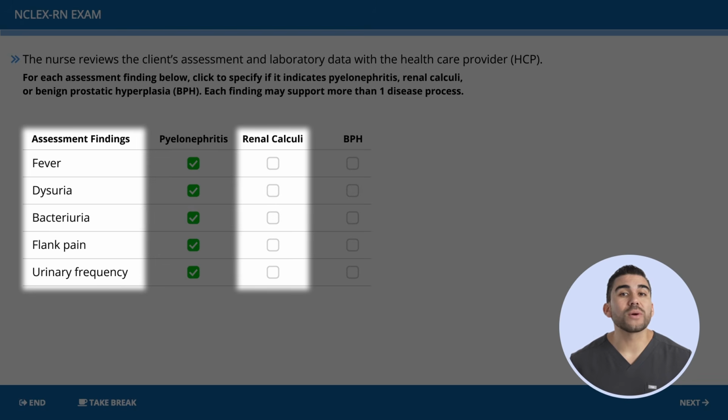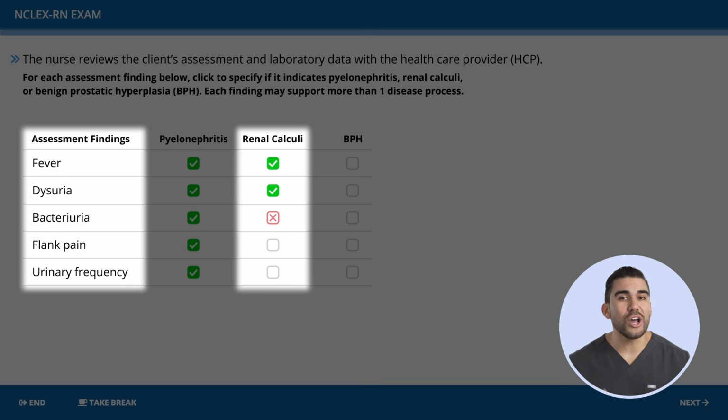Now moving on to renal calculi. Fancy words for a kidney stone. Are we going to see a fever here? Well, actually, yes, because those blockages from the stones can lead to a build of bacteria, causing an infection. What about dysuria, that difficulty urinating? Of course. Stones can lodge in the ureters, those tubes that go from the kidneys down to the bladder, causing painful urination.